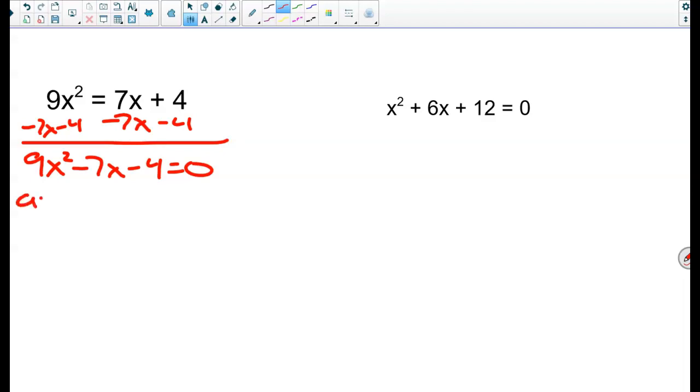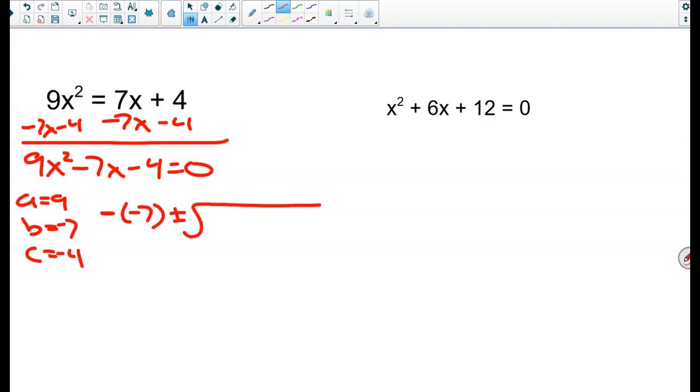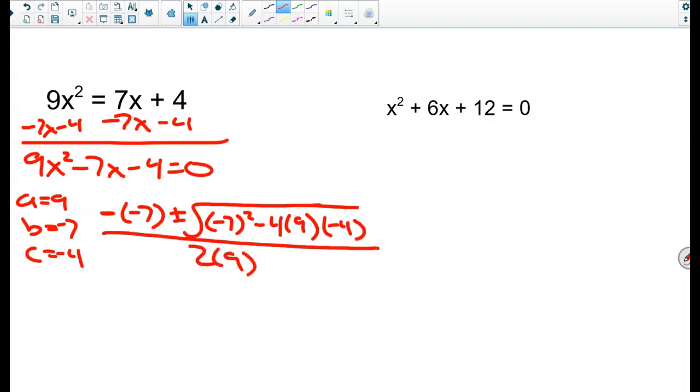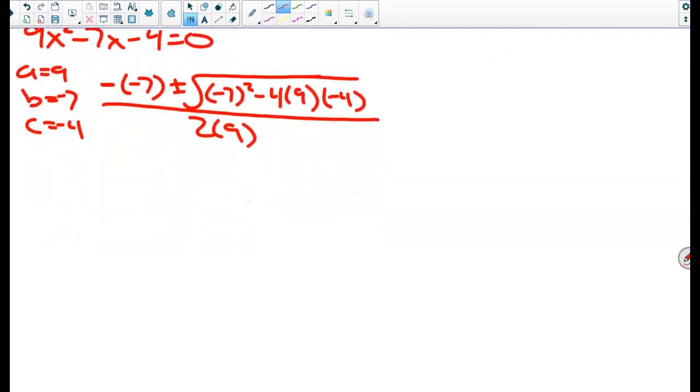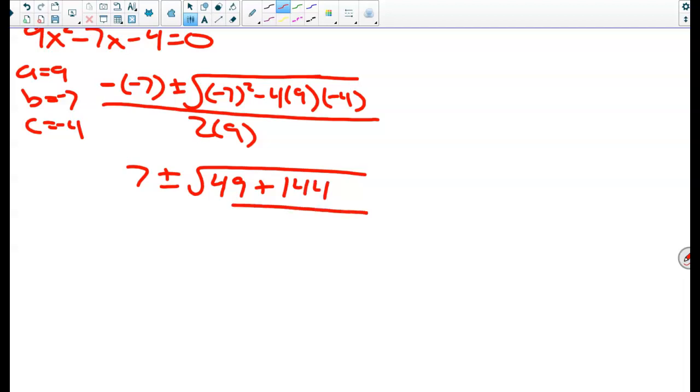And now my a is 9, my b is negative 7, and my c is negative 4. So when I go through this, negative 7 plus or minus the square root of negative 7 squared minus 4 times 9 times a negative 4, all over 2 times 9. Positive 7. 49 plus 36 times 4 is 144. And that all goes over 18.